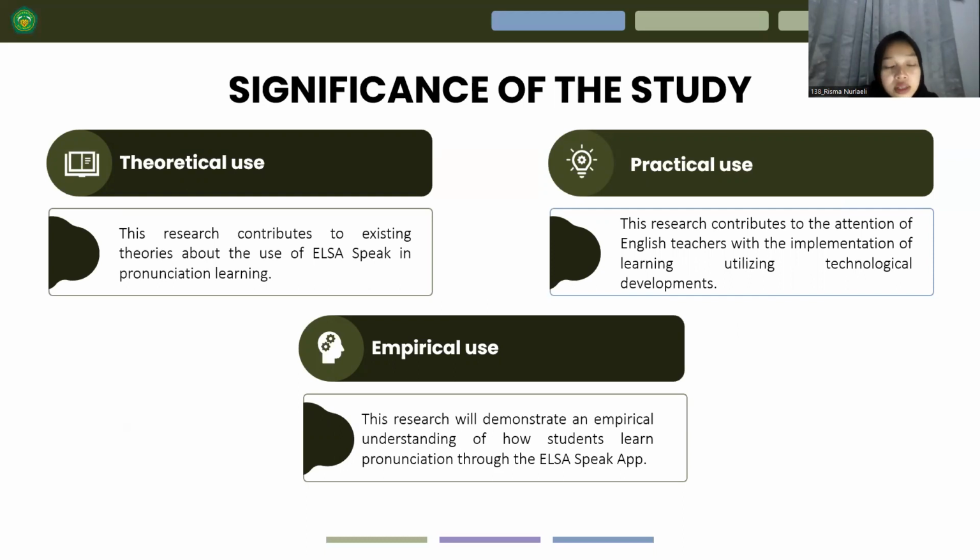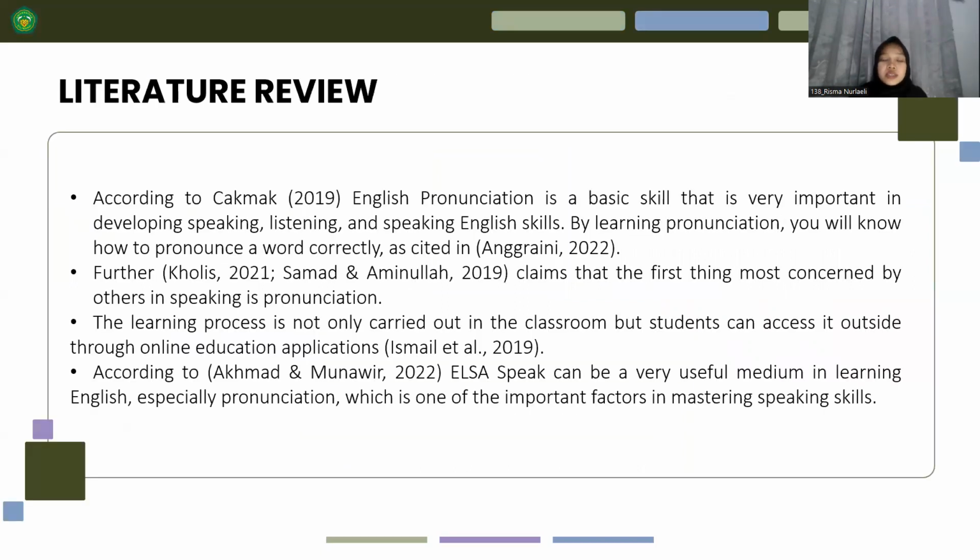The first one is theoretical use. This research contributes to existing theories about the use of Elsa Speak in pronunciation learning. The second one is practical use. This research contributes to the attention of English teachers with the implementation of learning utilizing technology development. And the last one is empirical use. This research will demonstrate an empirical understanding of how students learn pronunciation through the Elsa Speak application.